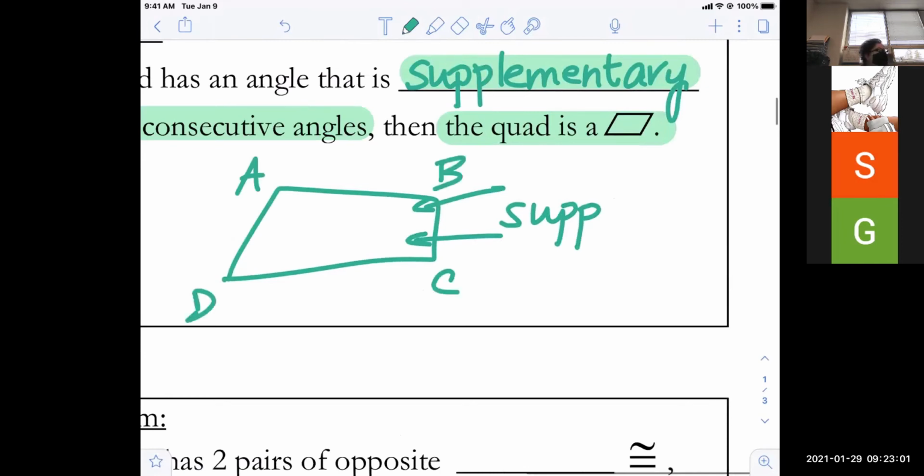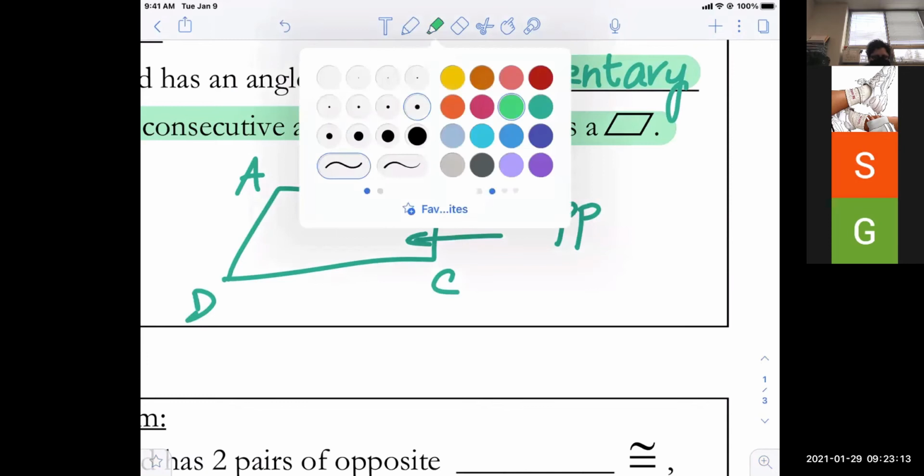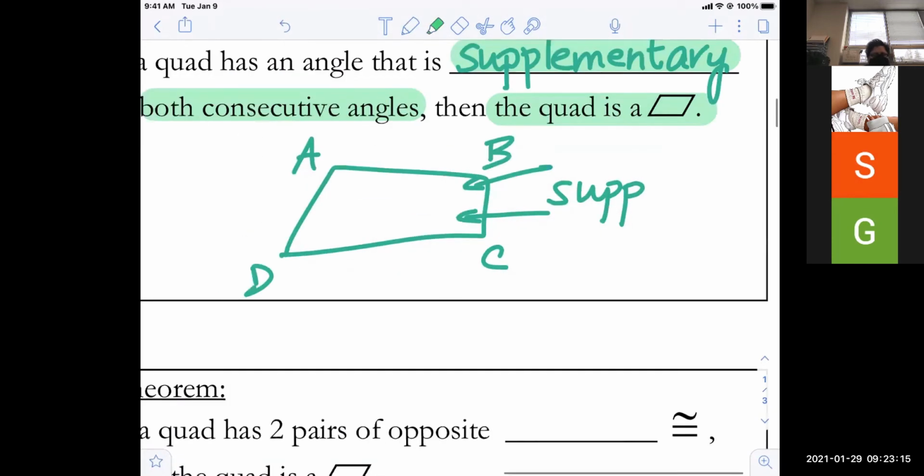What sides are parallel if B and C are supplementary? What sides would be parallel? I need two sides. So like segments, what and what? Michael? Did you say AB or did you say AD? These two? Where's the transversal?